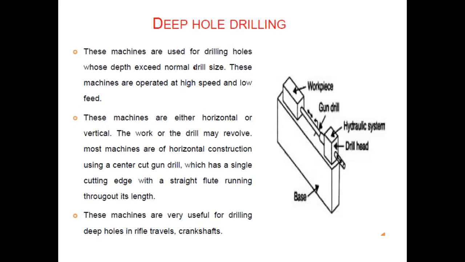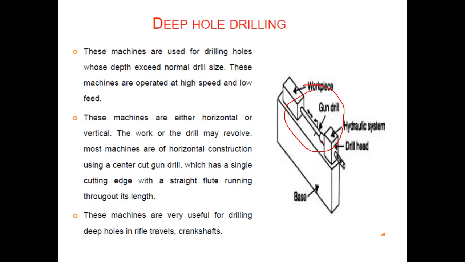In this picture, this is the workpiece and this is the drill bit. The drill bit is not vertical, it is in a horizontal position. These machines are very useful for drilling deep holes in rifles, or nothing but barrels. Also in a crankshaft, along with the crank, you need deep holes to maintain lubrication as well as for cooling purposes. Those holes are also made on these deep hole drilling machines.